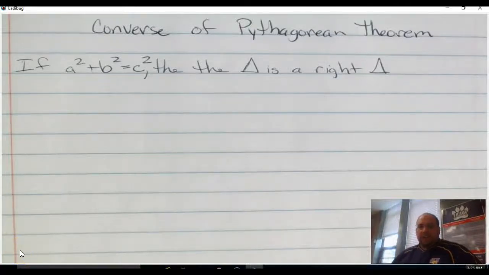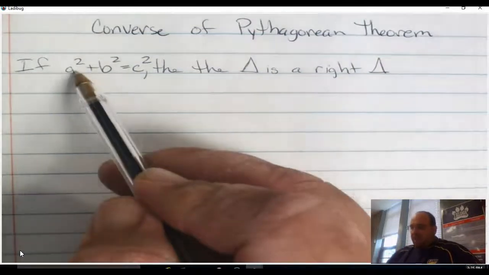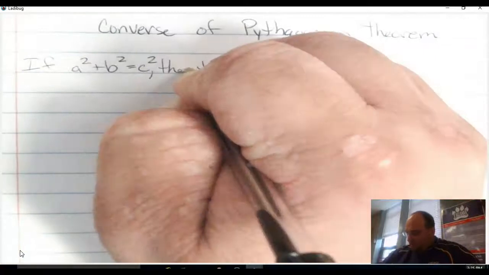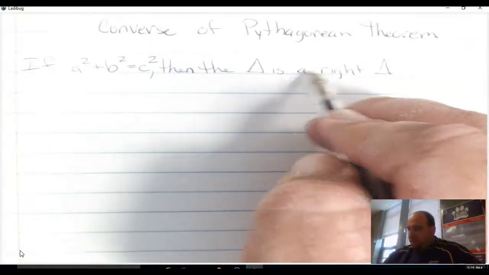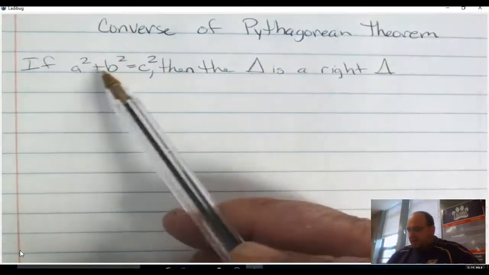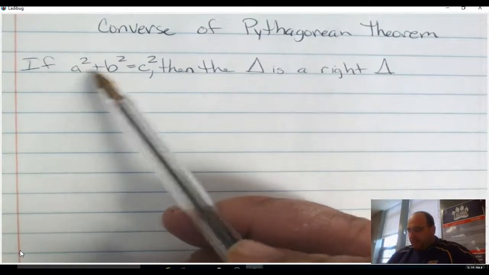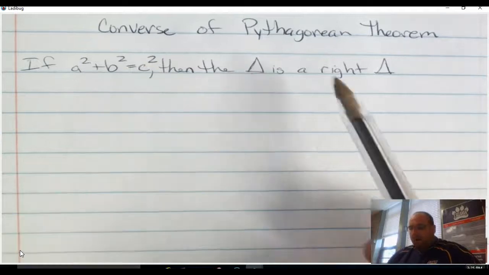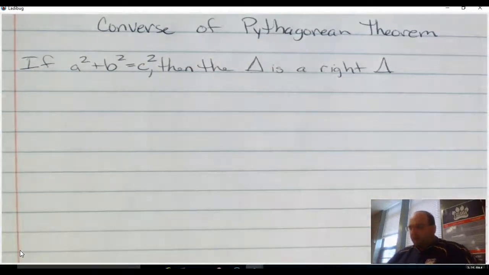Let's go ahead and check out the converse of the Pythagorean theorem. All the converse of the Pythagorean theorem is just restating it the other way. It's basically saying if a squared plus b squared is equal to c squared, then the triangle is a right triangle. So if I plug in the leg lengths, square those and add those together, and I get the hypotenuse squared, then it's confirming that I do have a right triangle.